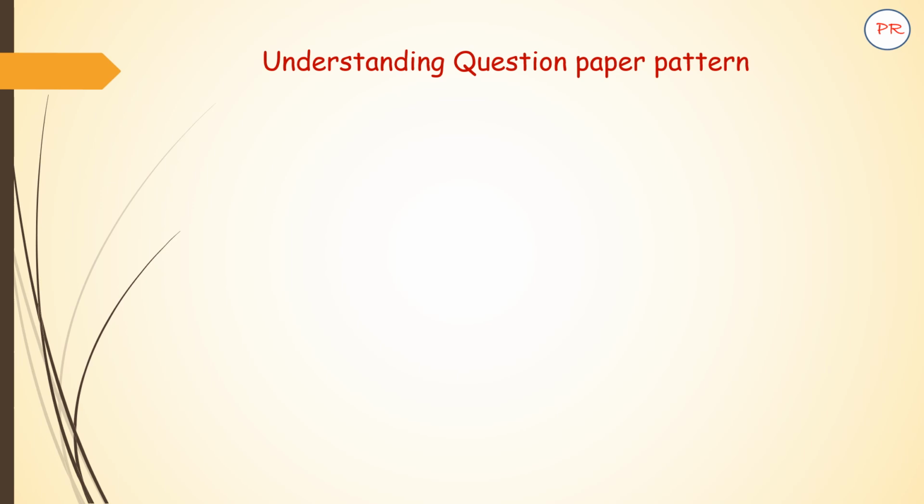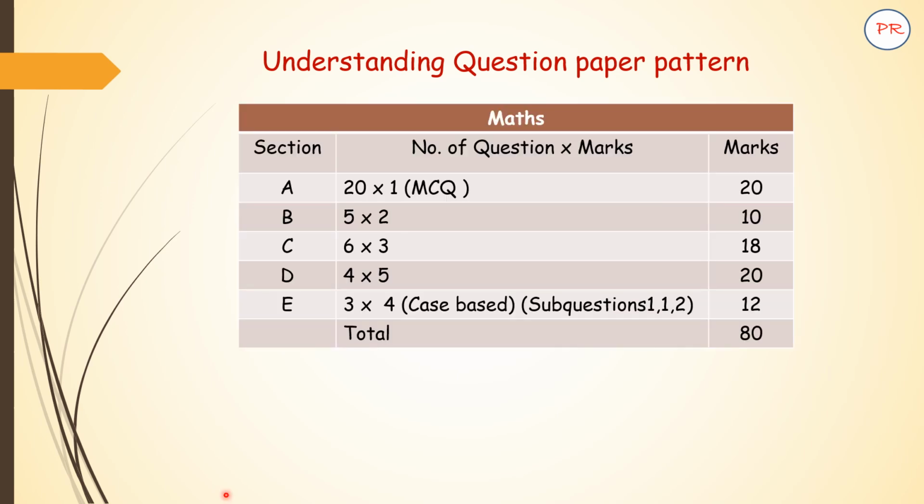Now let us understand the question paper pattern over here. See, the entire 80 marks paper is divided into 5 sections: A, B, C, D and E. Section A consists of 20 multiple choice questions of 1 mark each, so total 20 marks. Section B consists of 5 questions of 2 marks each, so 10 marks. Section C consists of 6 questions of 3 marks each, so 18 marks. Section D consists of 4 questions of 5 marks each, so 20 marks. And section E consists of 3 questions of 4 marks each, that is 12 marks. These are case-based questions which contain 3 sub-questions of 1, 1 and 2 marks each. So that is how the total 80 marks paper will be divided over here.